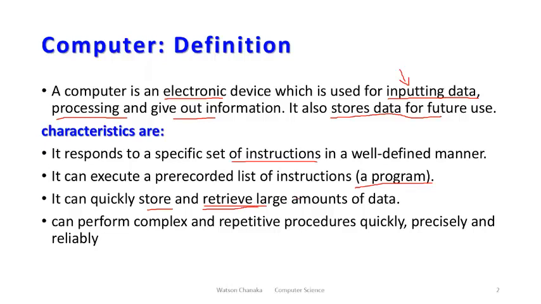So it can retrieve large amounts of data at the same time. It can also perform complex and repetitive procedures quickly, precisely, and reliably. Computers don't think more than people. We always say that. I've heard a lot of people saying computers think more than humans. That is very, very wrong. Humans think more than a computer.